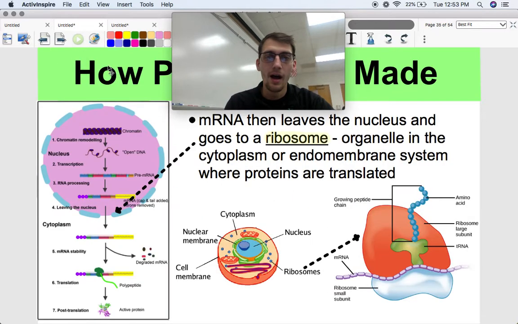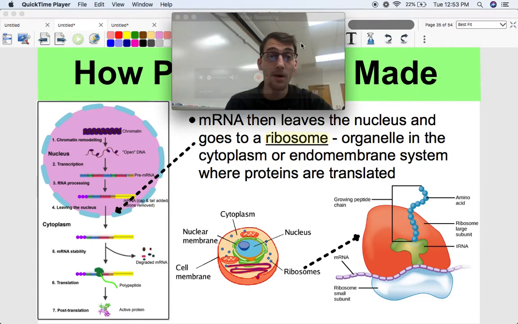All right, so let's get to the next part of it. That's transcription. mRNA then leaves the nucleus and goes to a special structure within the cell called a ribosome. I don't know if we got quite into these in our unit 2 or our third unit this year. But a ribosome is a structure in the cytoplasm. It's not technically an organelle. It's a structure in the cytoplasm or the endomembrane system where proteins are translated. And a ribosome is known as the protein factory of a cell.